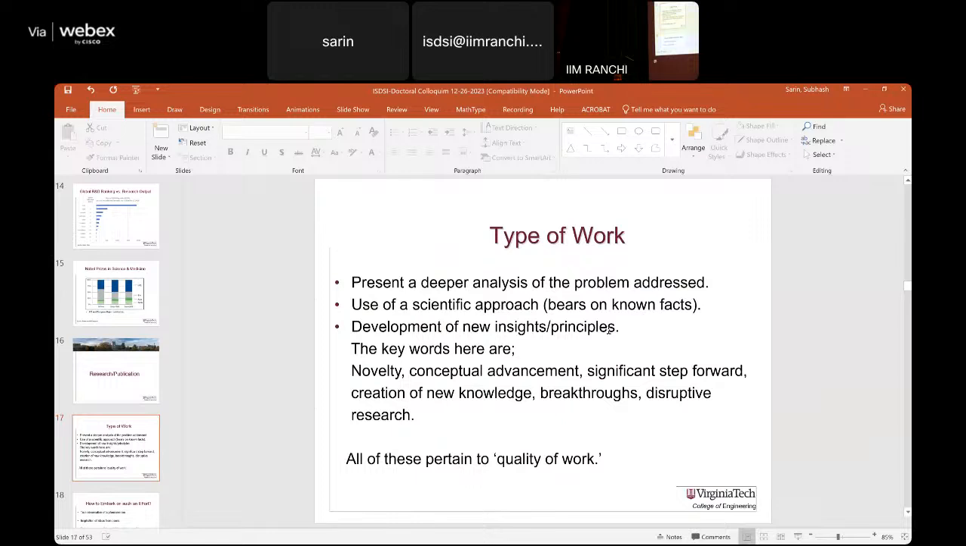So the key things you're looking for here are novelty, something new, conceptual advancements, a significant step forward, creation of new knowledge, breakthroughs, disruptive research. These are the words that people look for when they classify research as breakthrough research, disruptive research, or something new and different. And that's what constitutes good quality work.